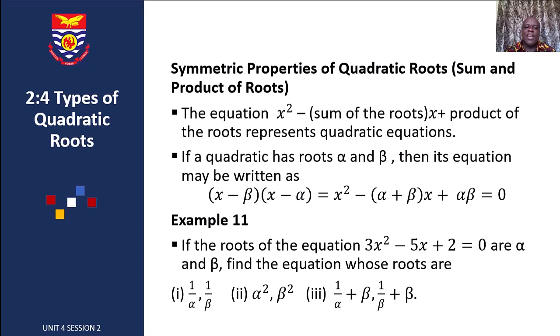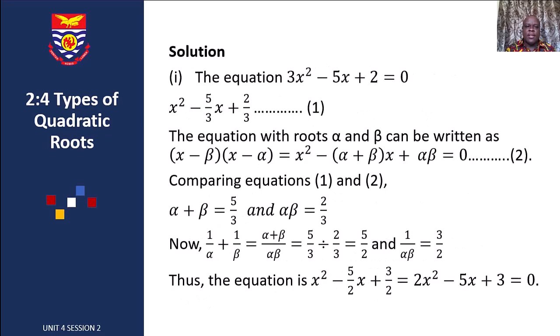If the roots of the equation 3x squared minus 5x plus 2 is equal to 0 are alpha and beta, find the equation whose roots are: 1, 1 over alpha and 1 over beta; 2, alpha squared and beta squared; 3, 1 over alpha plus beta and 1 over beta plus alpha. Let's look at the solution at the next stage. Let's consider the solution to the question.